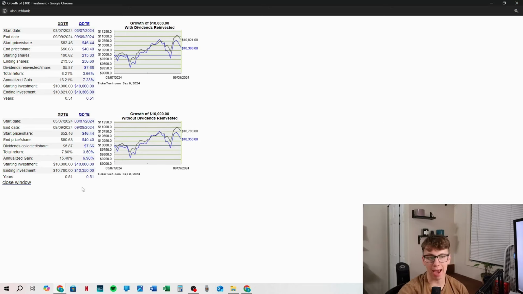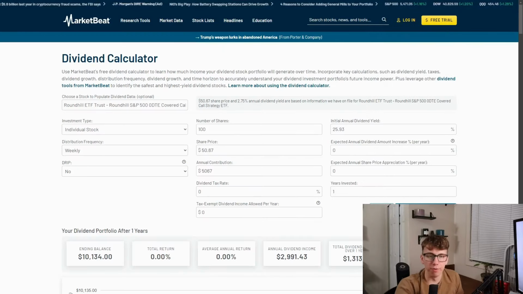And I may be moving some of my QDTE to XDTE after running all of these numbers. A few things to cover before we jump into the calculation is, firstly, this is all an assumption. This is based off of the current distribution rate. We're not going to factor in dividend increases or decreases or price appreciation or depreciation just because we don't know what's going to happen. And I'm not trying to predict that by any means. So that's really, really important.